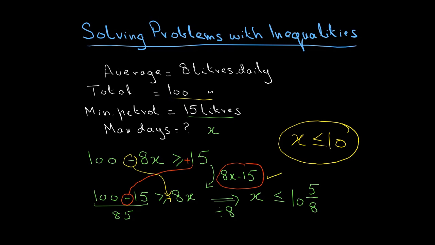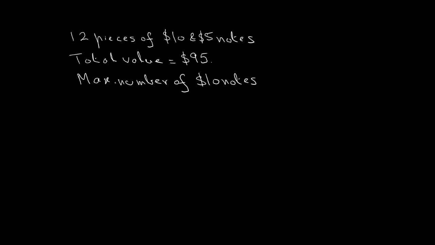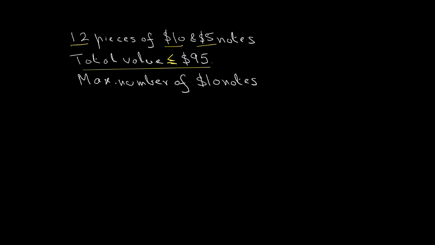Okay, so now let's do the next problem. Wasim has 12 pieces of $10 notes and $5 notes. So the total number of pieces he has is 12. It includes $10 notes and $5 notes. If the total value of all the notes is less than or equal to 95, what is the maximum number of $10 notes he has?